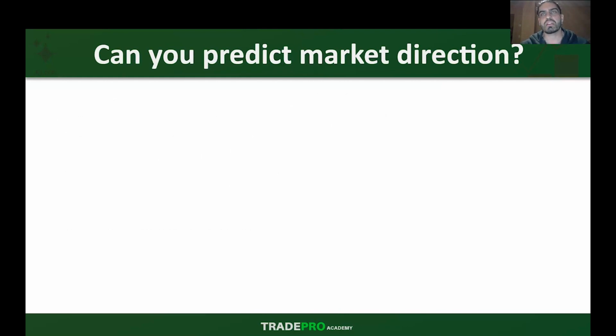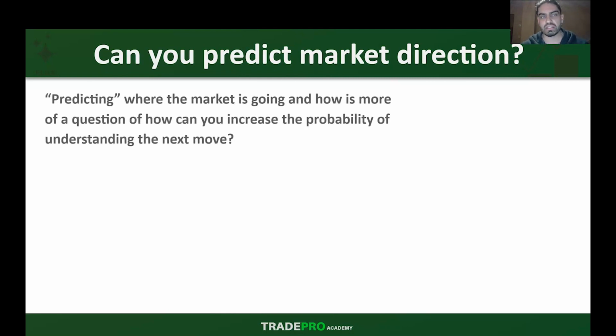Now, predicting market direction, a lot of people take this the wrong way, or a lot of people are adamant that you can or cannot, right? But if we redefine this slightly, when we put some quotations around predicting the market, where the market is going, and how, it's more a question of how you can increase the probability of understanding the next move. Meaning that you can anticipate market directionality to a certain degree of probability, right? You can assign probabilities to the expectation of a market move up, down, sideways based on the information that you have in front of you.